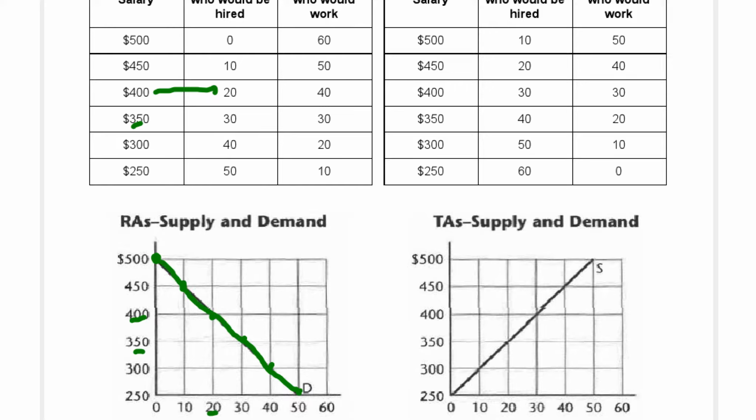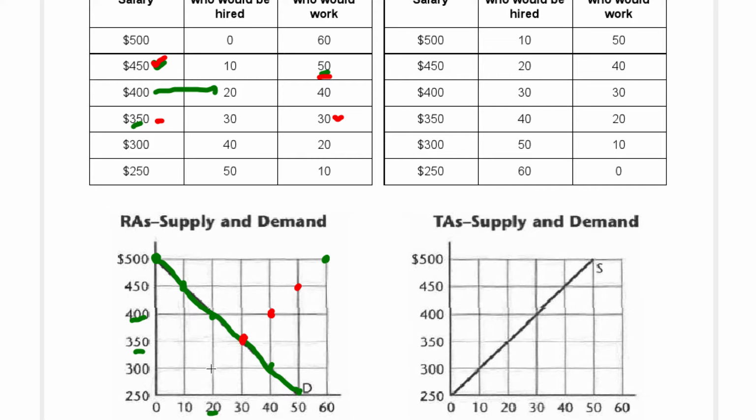So let's fill in the blank here. We have the supply of students. If they're paying $500, 60 students are going to show up and want to apply for that job. The problem is nobody's going to hire them. At 450, let me use a different color here, we're going to have 50 students show up. At 400, we're going to have 40 students show up. At 350, we're going to have 30 students show up for job applications.